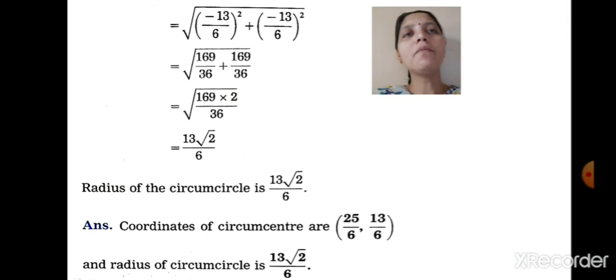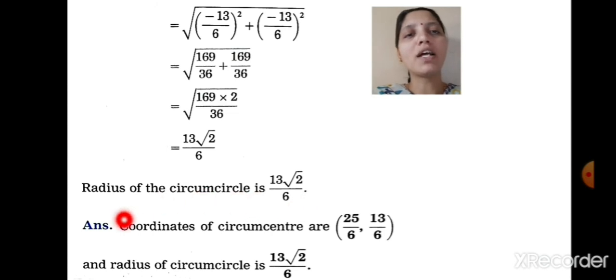Therefore square root of (minus 13 upon 6) whole square plus (minus 13 upon 6) whole square. So 13 square is 169, 6 square is 36. So you will get 169 upon 36 plus 169 upon 36. Now here plus sign is there, so you cannot take out this term from out of the square root sign. So first you have to do the addition. So 169 into 2 upon 36. Therefore you will get 169 square root is 13 into square root of 2 upon 6. Therefore the radius of the circumcircle is 13 root 2 upon 6.